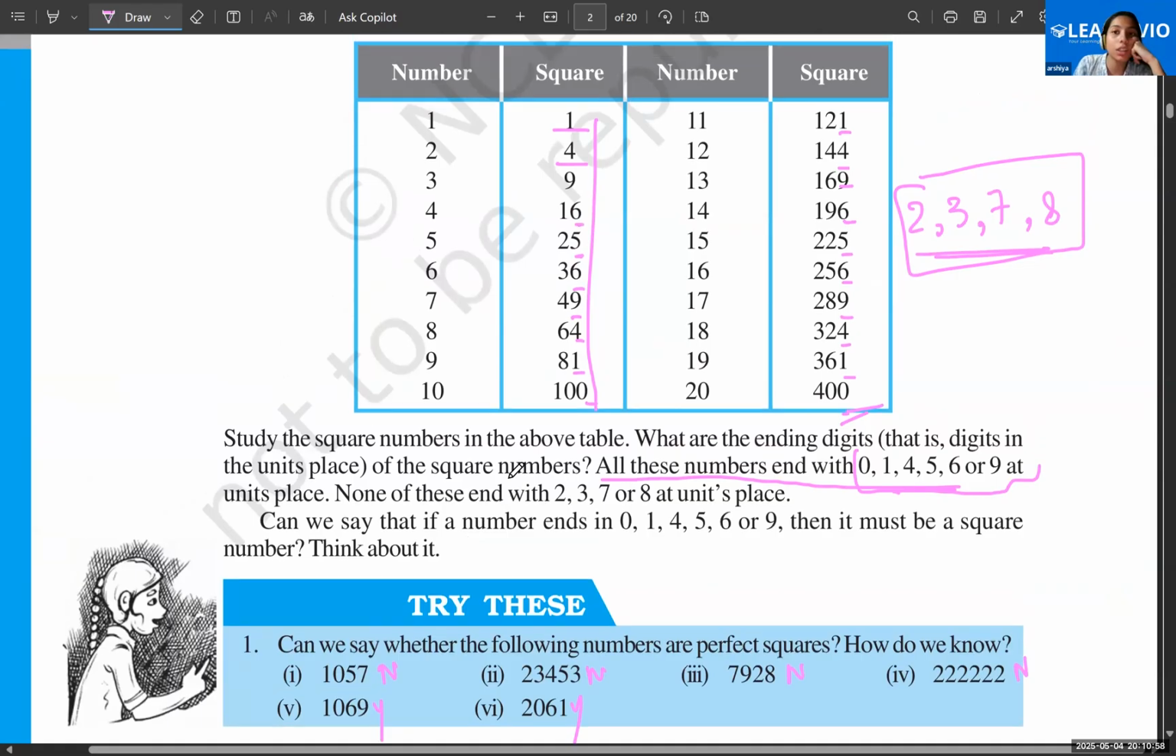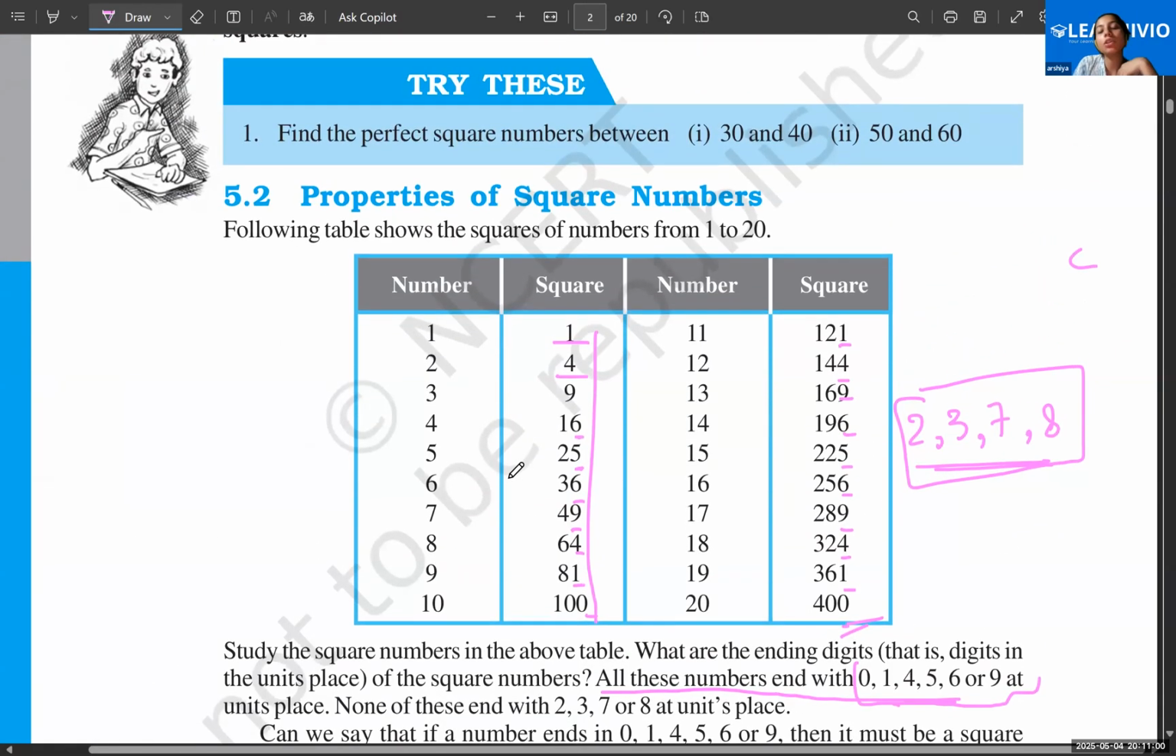Okay, so just quickly write down the heading: properties of square numbers.